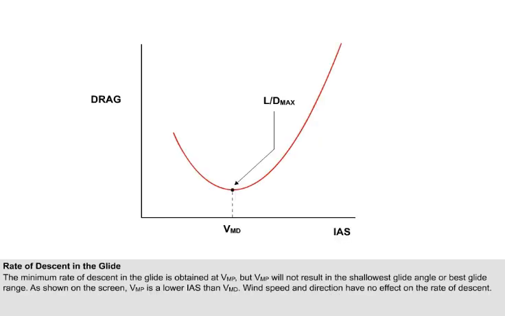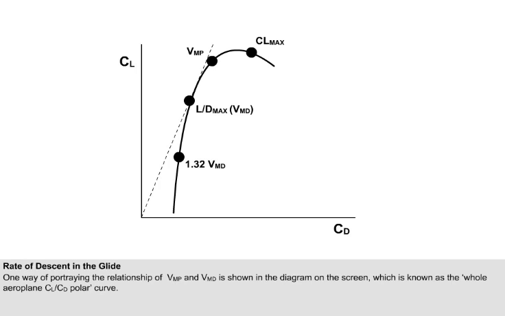The minimum rate of descent in the glide is obtained at the indicated airspeed, IAS, which requires minimum power, VMP. Flying at VMP in a glide will enable the aircraft to stay airborne as long as possible, but will not result in the shallowest glide angle or best glide range. As shown in the graph on the screen, VMP is a lower IAS than VMD. Wind speed and direction have no effect on the rate of descent. One way of portraying the relationship of VMP and VMD is shown in the diagram on the screen, which is known as the whole aeroplane CL/CD polar curve.